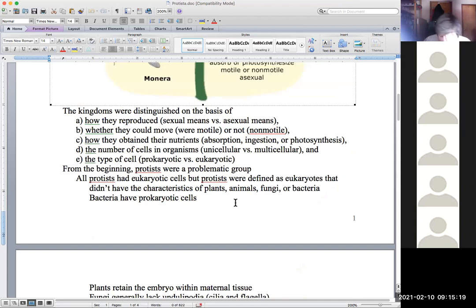So one of the problems with protists at the beginning is they weren't really defined as having any common characteristics. They were defined as being eukaryotes, so they have eukaryotic cells, that didn't have the characteristics of plants, animals, fungi, or bacteria. Well, bacteria have prokaryotic cells. Protists are eukaryotic, so they don't have that.